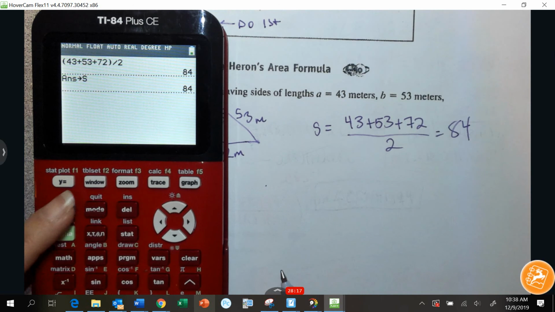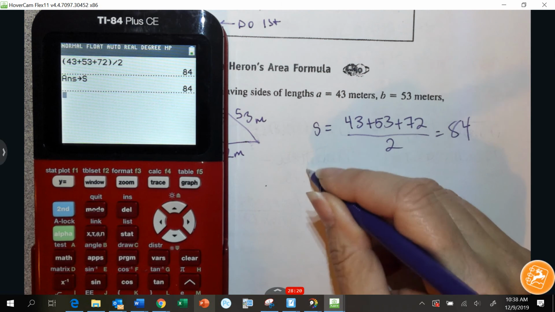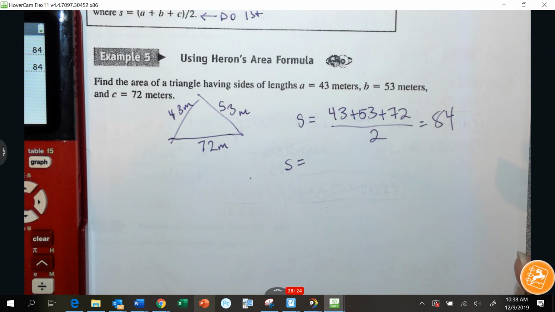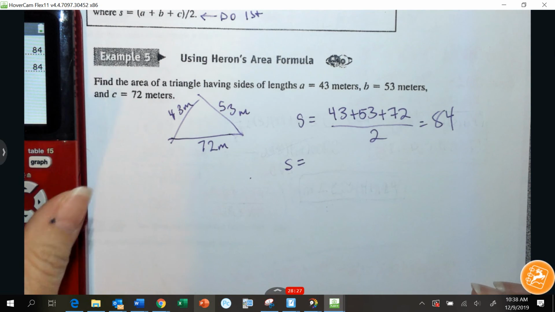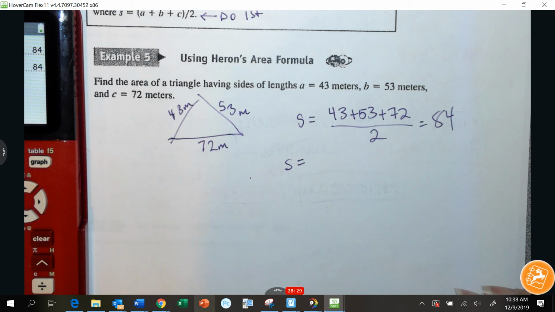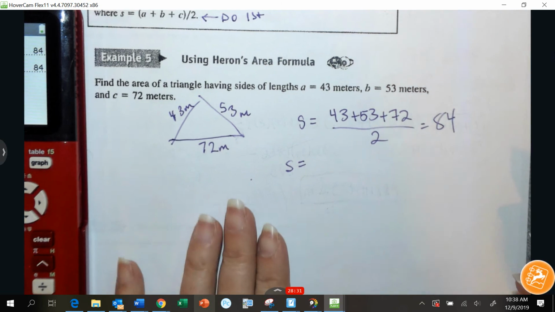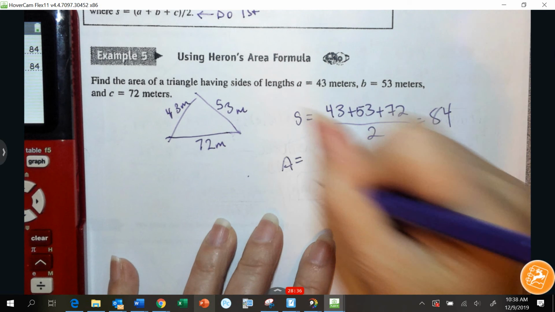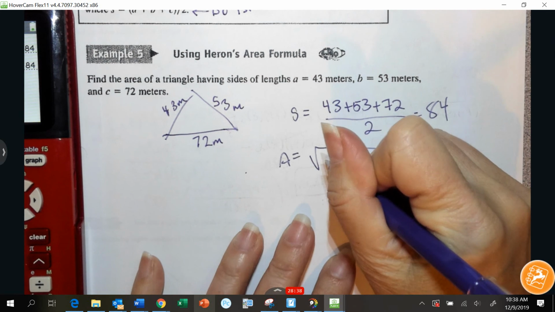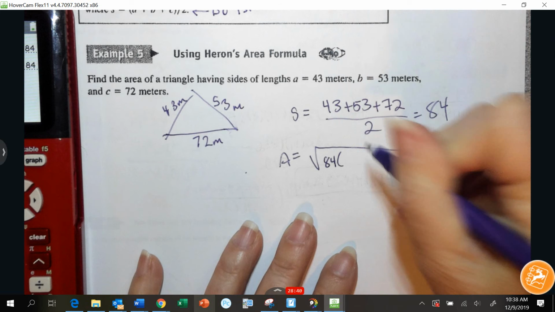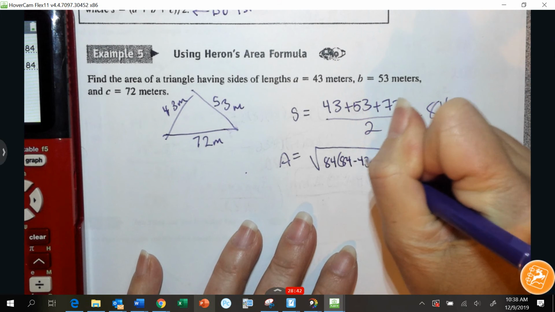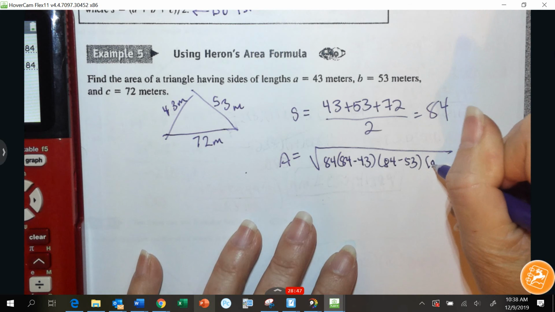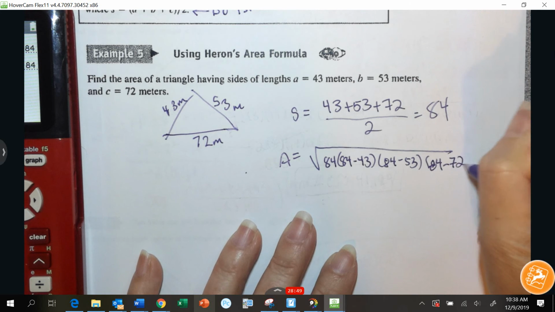And then we're going to use our formula, and for work, I would like to see on your paper what you're typing in, just in case you made a mistake. If all you have is an answer and I can't see what you typed in, then I'm going to have to assume you don't have a clue what you're doing. But if I see area equals square root, and you do 84 times (84 minus 43) times (84 minus 53) times (84 minus 72), and you hit enter.